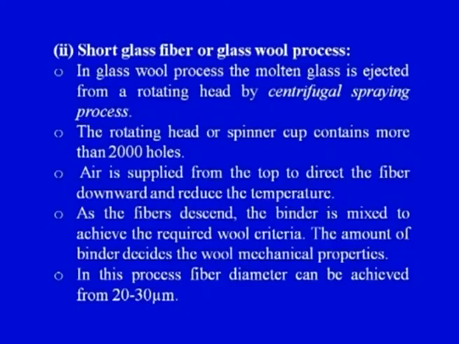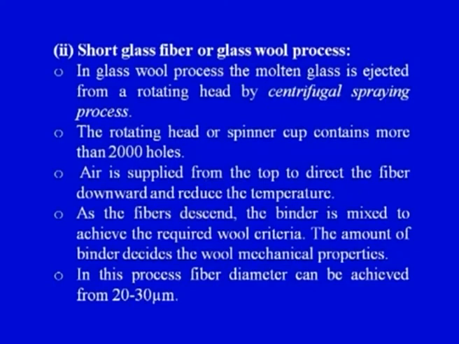So, there are two stages that we have seen, that in the glass wool process the molten glass is ejected from a rotating head by a centrifugal spraying process. The rotating head is rotating at a high speed and centrifugally we are spraying the small fibers. The rotating head or the spinner cup contains a large number of holes, out of which the glass would come out in the form of short fibers or the glass wool. Air is supplied from the top to direct the fibers downward and reduce the temperature.